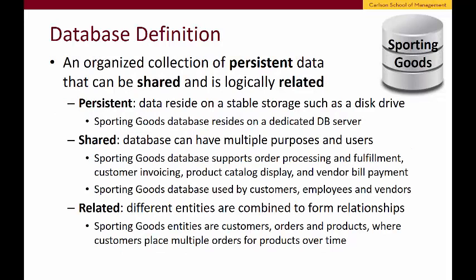A more techie-driven definition of a database is an organized collection of persistent data that can be shared and is logically related. The three key attributes in this definition are: 1. Persistent. Sporting goods customer order and product data reside on a dedicated server. 2. Shared. Sporting goods data can be accessed across the entire organization and viewed from the outside. And 3. Related. Sporting goods customers, orders, and products are related in a set of business transactions such as customers place orders that contain products.